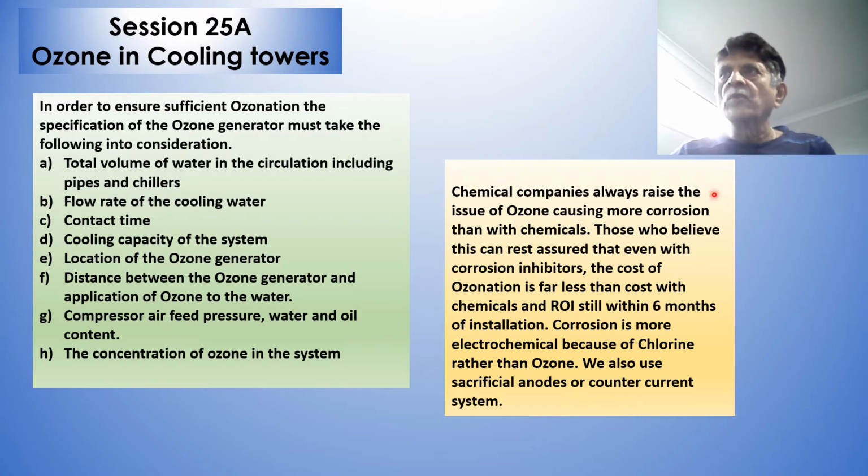Chemical companies always raise the issue of ozone causing more corrosion with chemicals. Those who believe this can rest assured that even with corrosion inhibitors, the cost of ozonation is far less than the cost of chemicals, and the return on investment is still far less than 6 months of installation. Corrosion is more due to electrochemical reactions because of the presence of chlorine in the cooling tower system rather than the ozone.